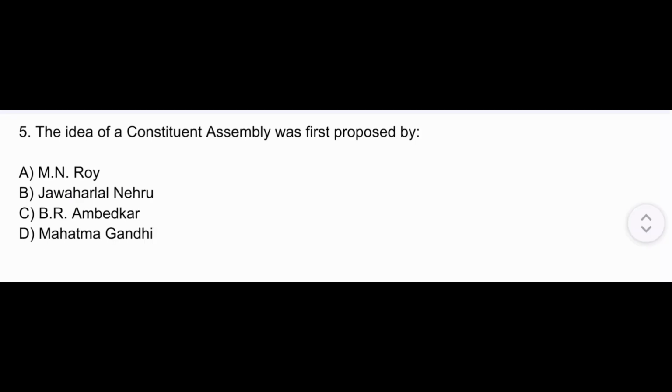The next question, the idea of a constituent assembly was first proposed by option A, M. N. Roy, option B, Jawaharlal Nehru, option C, B. R. Ambedkar, option D, Mahatma Gandhi.